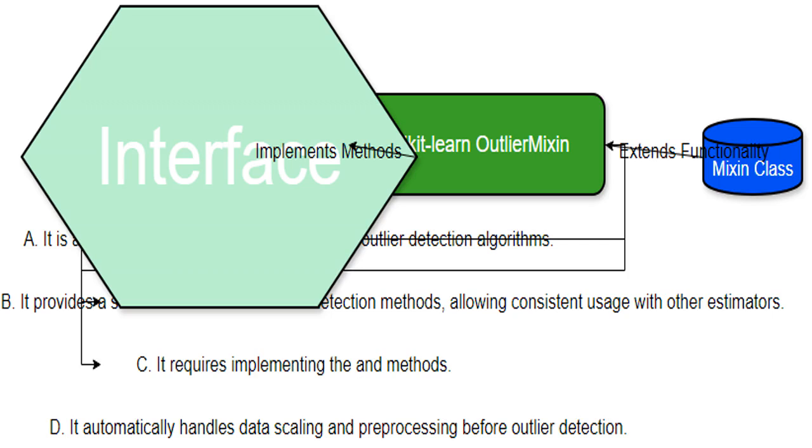This refers to how different parts of a program interact. OutlierMixin provides a standard way for outlier detection algorithms to communicate with other components in Sklearn. It ensures that everything fits together neatly and that each algorithm behaves predictably. Think of it as a common language, ensuring that all parts of the system can understand each other.